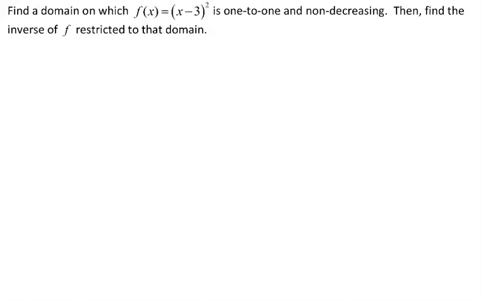Find a domain on which f of x equals (x minus 3) squared is 1 to 1 and non-decreasing. Then find the inverse of f restricted to that domain. Let's take a moment and think just about this original function.